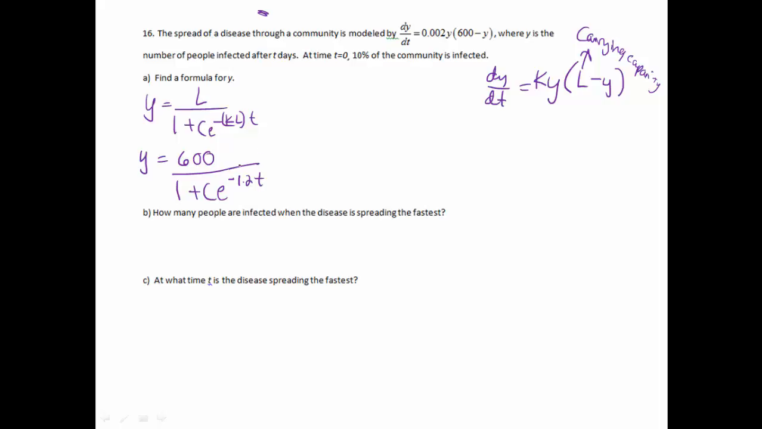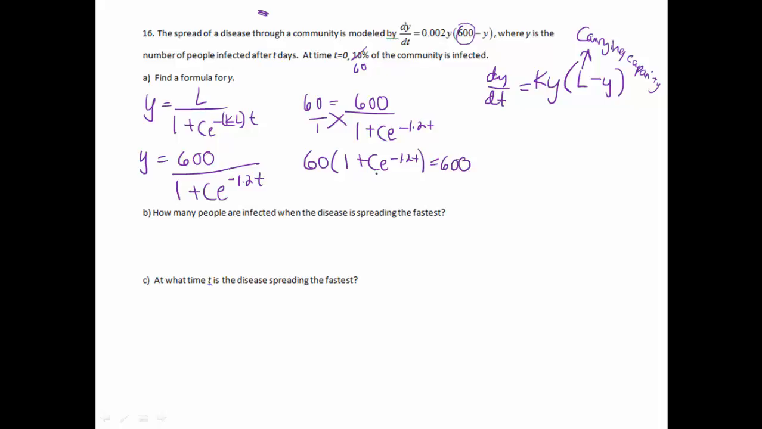And now we want to find c, so we are going to use that at time t equals 0, 10% of the community is infected. Well, we know that the carrying capacity is 600, so 10% of that would be 60 people. So we will have 60 equals 600 over 1 plus c e to the negative 1.2t. I'm going to cross multiply, so I get 60 times the quantity 1 plus c e to the negative 1.2t is equal to 600.